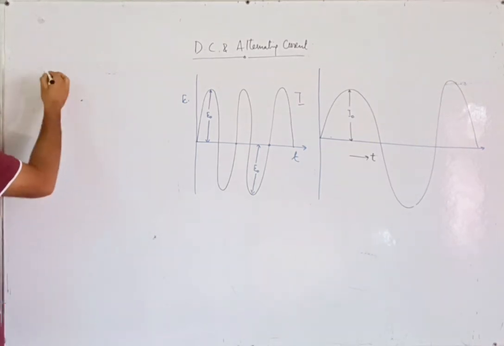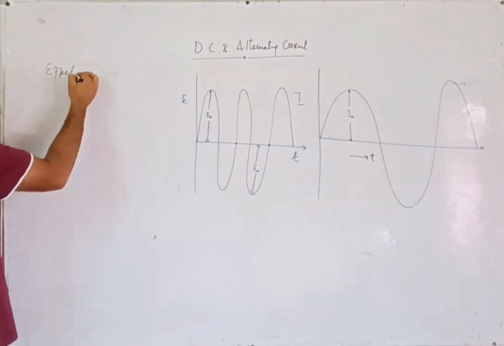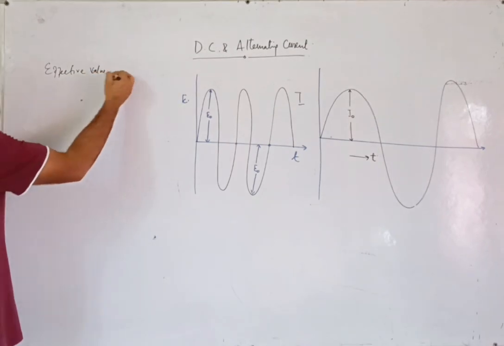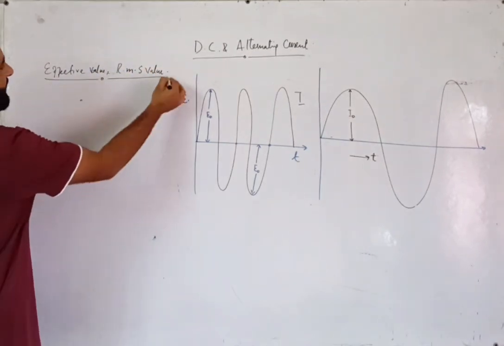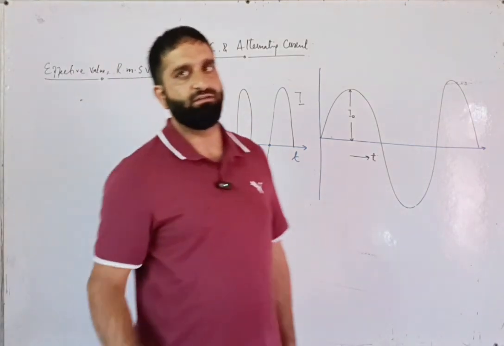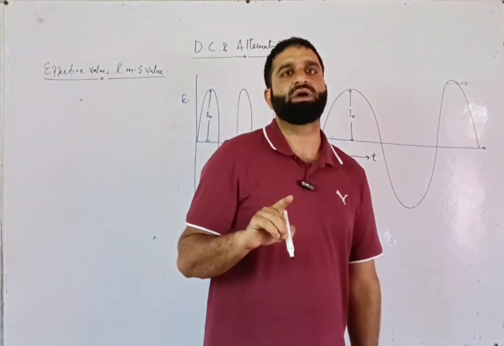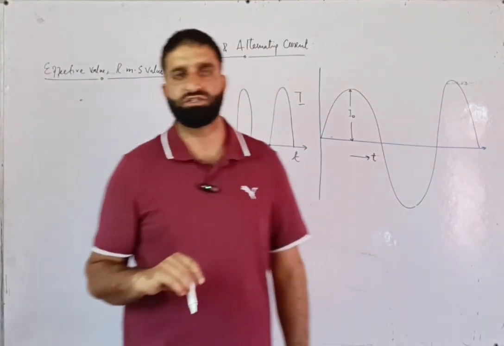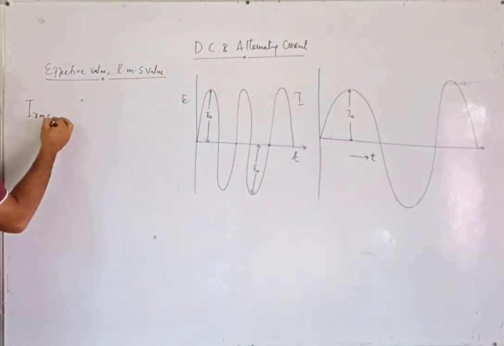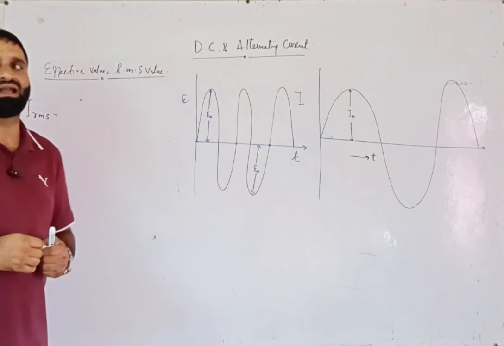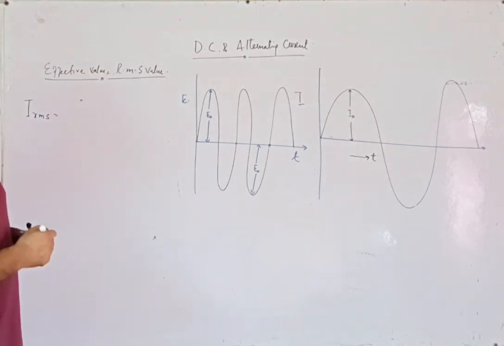Now discussing the effective value or RMS value. RMS value is defined as the root mean square value. This root mean square value is defined for a full cycle, because the root mean square value for a full cycle is not equal to 0. And it is given as IRMS or ERMS, where IRMS is the root mean square value of the current, and ERMS is the root mean square value of the voltage or EMF.